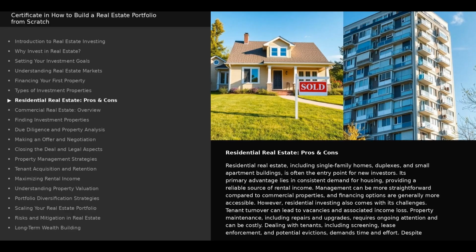However, residential investing also comes with its challenges. Tenant turnover can lead to vacancies and associated income loss. Property maintenance, including repairs and upgrades, requires ongoing attention and can be costly. Dealing with tenants, including screening, lease enforcement, and potential evictions, demands time and effort. Despite these drawbacks, the stability and growth potential often make residential properties a solid foundation for a real estate portfolio.